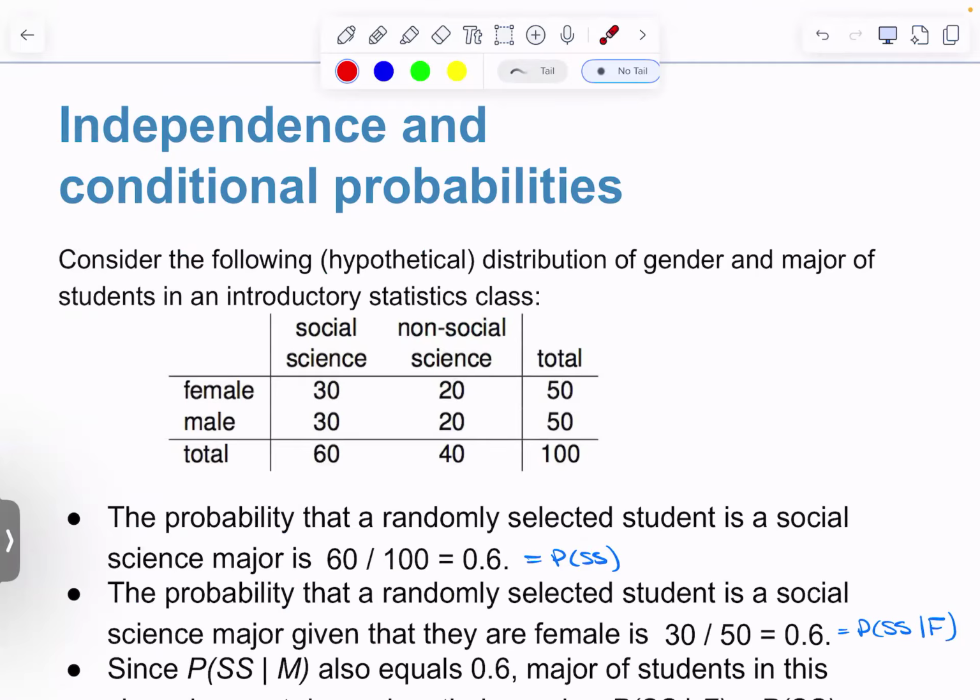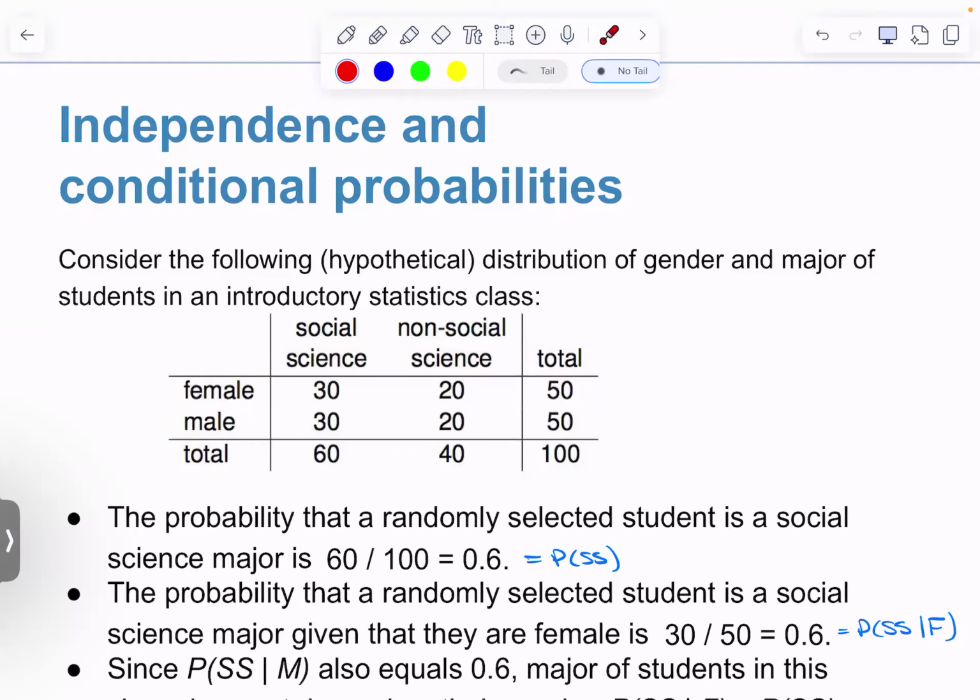Quick note on independence and conditional probabilities. When I look at this, even without knowing the situation, which I guess we should do, consider the following hypothetical distribution of gender and major of students in an introductory stats class. If I ask you, are you in a social science or not? Just create two categories, which we do a lot. That's a trick we use: yes or no, lump everything else into the no.